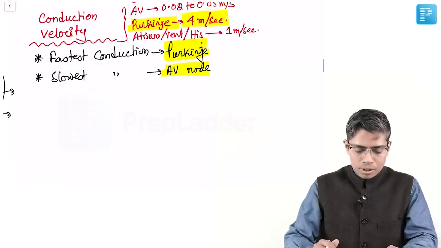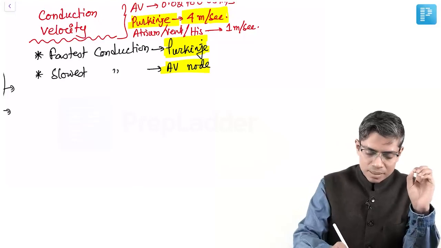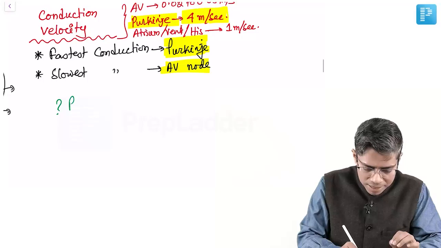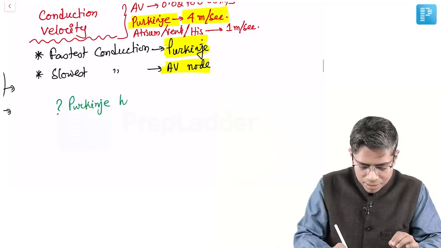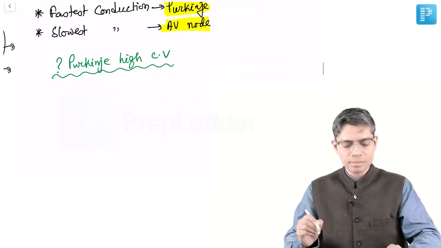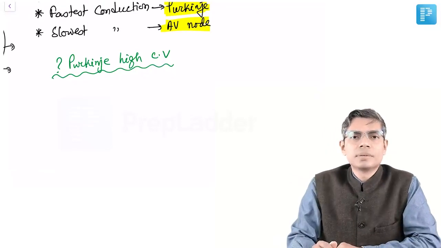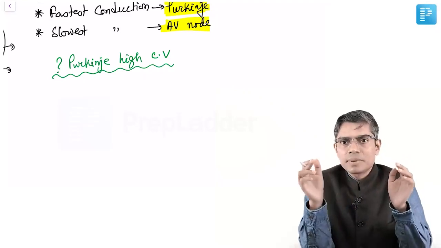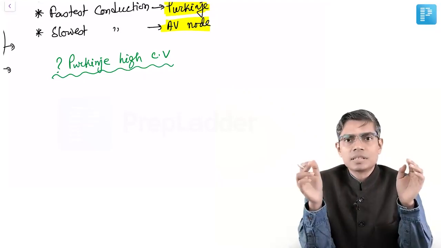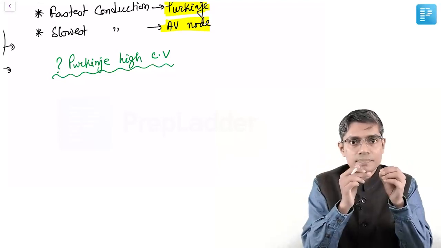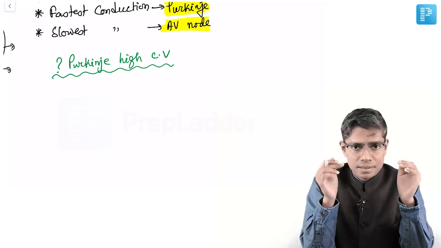Right. Now, the question is, why is the Purkinje fiber conduction velocity so high? Right, this is my question. Why is the conduction velocity very high in the Purkinje fiber? High conduction velocity means the electrical impulse is traveling through the Purkinje fiber with high velocity. An electrical impulse traveling at high velocity means resistance is very low.